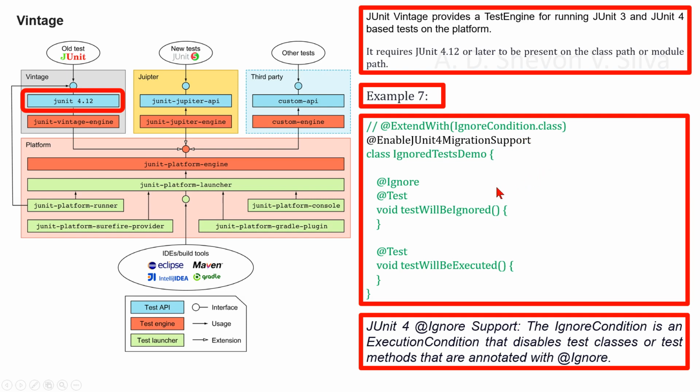So @EnableJUnit4MigrationSupport automatically registers the IgnoreCondition along with limited JUnit 4 rule support. The IgnoreCondition is an execution condition that disables the test classes or test methods that are annotated with @Ignore.